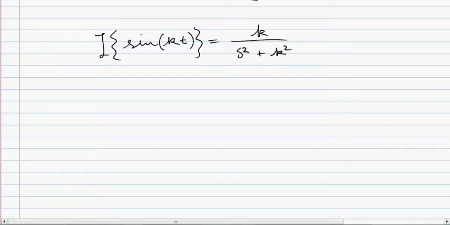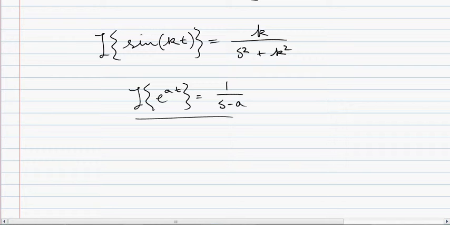Some of the other ones are a little bit easier, like e to the at. We could do the definition to find that. It's pretty easy, but we can just look it up in our differential equations book, and we know that that is 1 over s minus a. So I'm not going to show all of the steps to find out that this is true, but you know how to do it now, just using the definition.